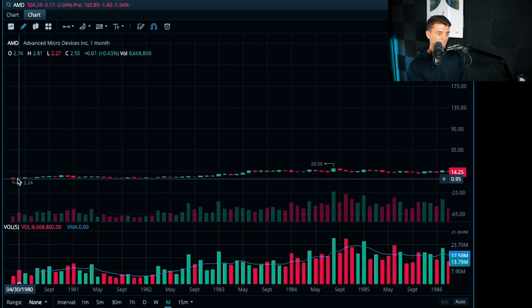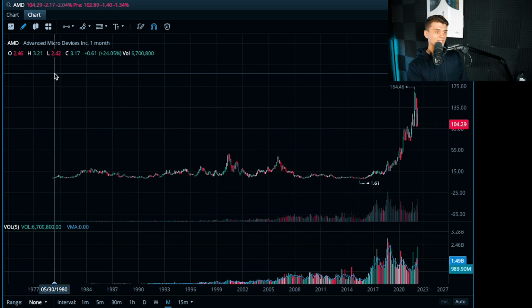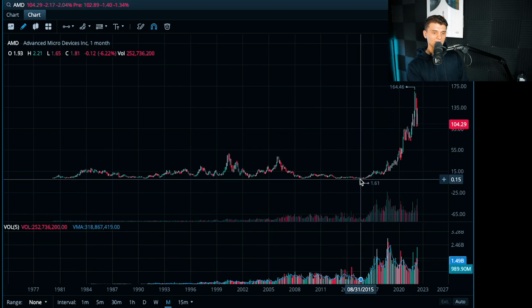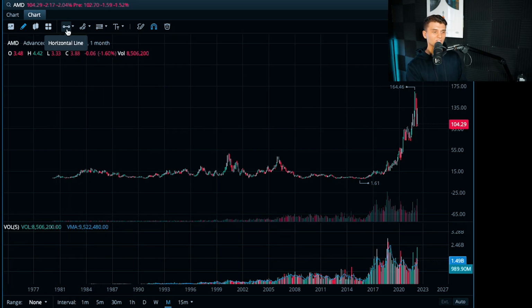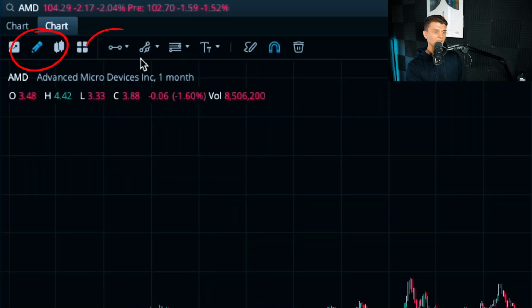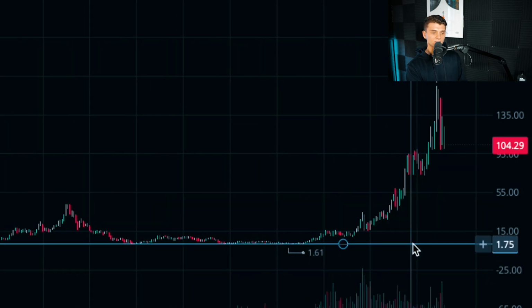IPO'd at the $2.24 price point. If we look at the chart all the way zoomed out, we can see that our all-time low is back here in 2015, and that is going to be at the $1.61 level. So what we're going to do is come up to the top of the chart, click on drawings, go over to horizontal line, and make a line of support right here at that $1.61 price point.